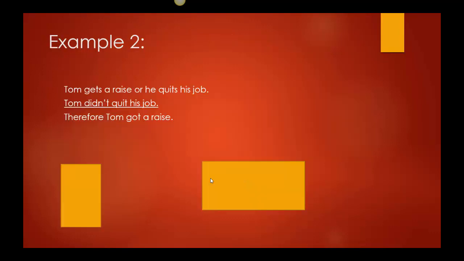Okay. So let's try it again. Here's a second example. It says Tom gets a raise or he quits his job. Tom didn't quit his job, therefore Tom got a raise. So my very first thing I think to do is turn that into symbols. So now I have P or Q, I have not Q, and then I have my conclusion, which is P.